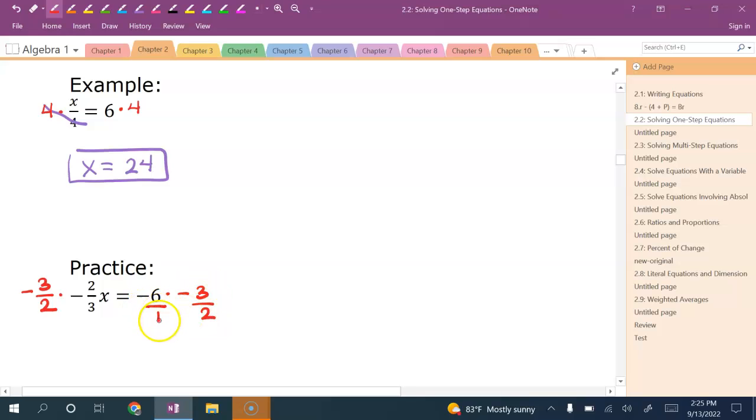And over on the other side, you can think of that negative 6 as being negative 6/1. So x would be equal to, this is going to turn to a positive 18/2, which simplifies to just 9. So x equals 9.